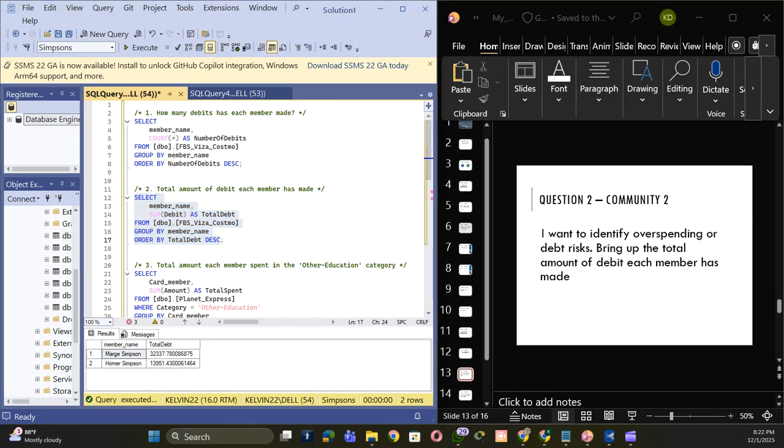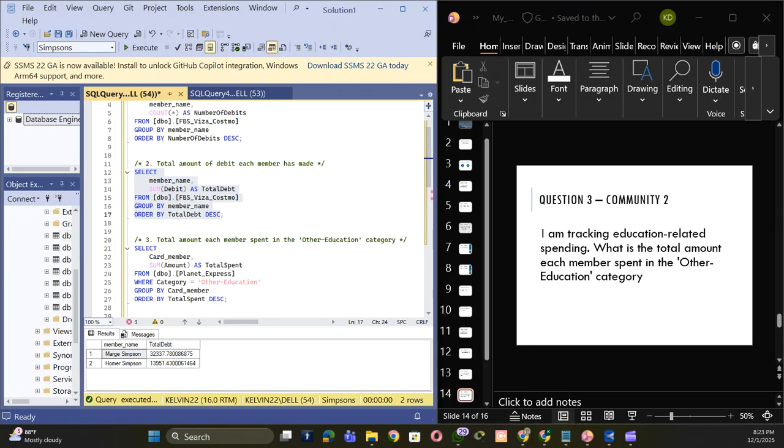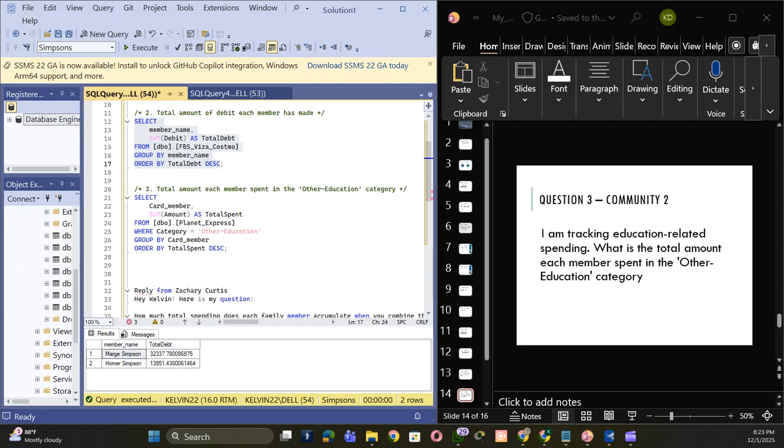So let's run the query and see what we get. As the result turns out, Maggie has the highest amount. Let's move to the next question. The question is, I'm tracking education related spending. What is the total amount each member spent in the other education category? So we'll move to the third query that I came up with.